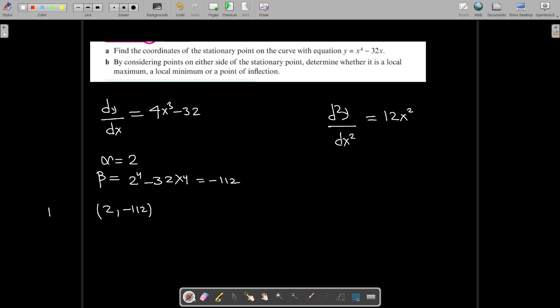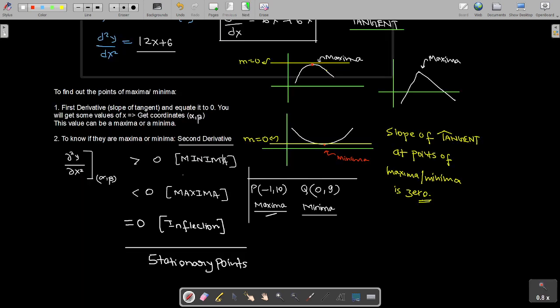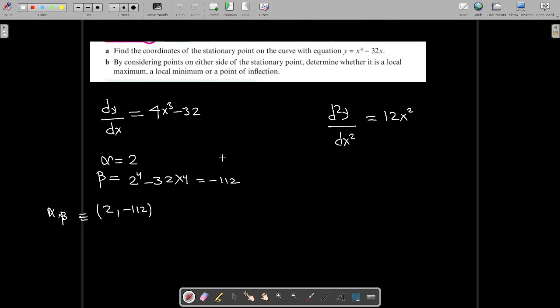What's the second step? Second step is put the value of this in the second derivative. So 2 squared is 4, 4 times 12 is 48. Yeah, it's greater than 0, so it's a minima.